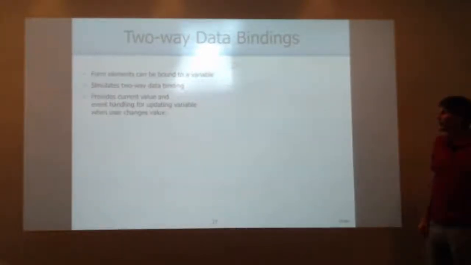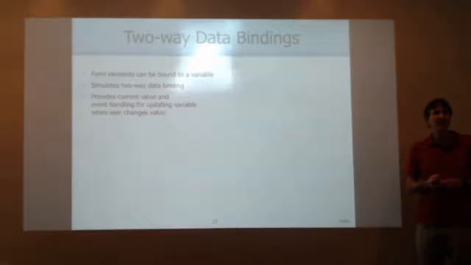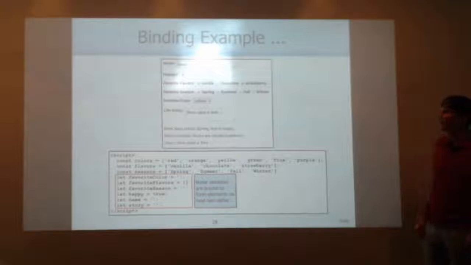Two-way data binding. So we saw an example of that with a text input earlier. It kind of simulates two-way data binding. I say simulate because if you look at the generated code, it actually is adding in all the event handling for you to make it work. Nothing really magic there. So it's giving you the current value of a thing and giving you event handling to update it if the user makes a change.